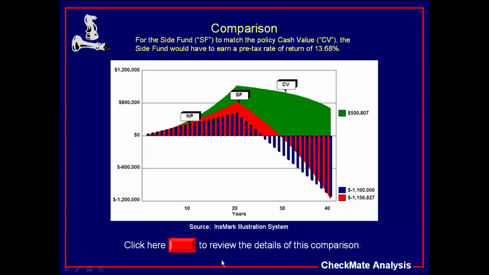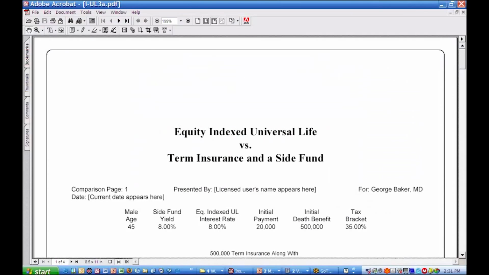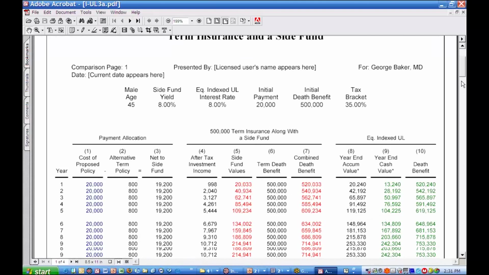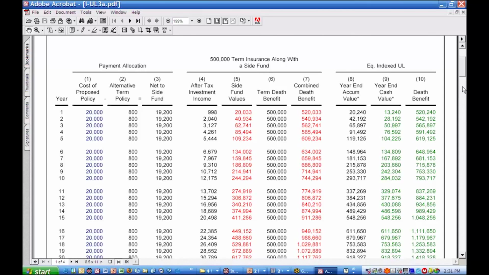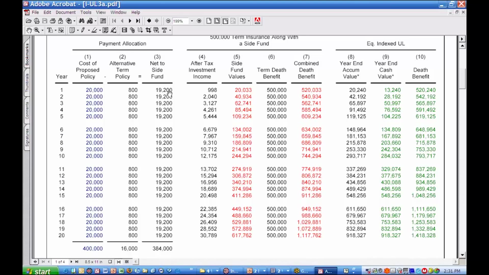And let's look at the actual illustration that we're using to do that. Here's the policy, the equity index policy. Here's the alternative term policy. Here's the amount George gets to invest every year. And if he does so at an 8% pre-tax equivalent, he'll have that amount of side fund values, which is nowhere near the amount of these cash values. It is in the early years, thanks to commissions. It takes about, in this case, 4, 5, 6 years, I guess, for the numbers to cross, using just cash value instead of a cum value, which is really the amount of money on which interest is being paid, but let's use cash values.